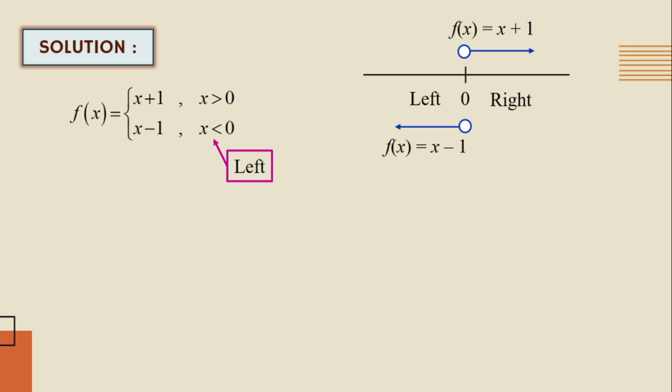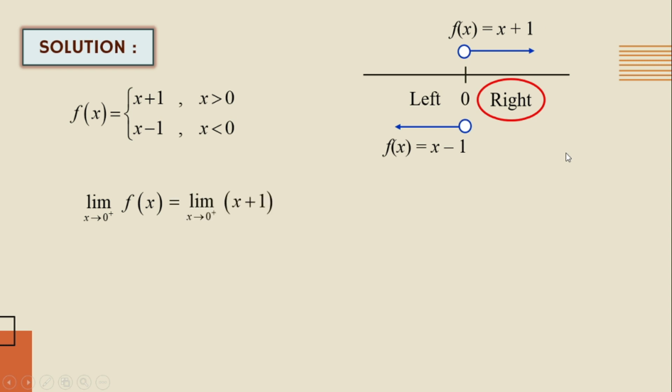Okay, so now we need to find the limit of f(x) as x approaches 0 from the right, and the limit of f(x) as x approaches 0 from the left. Okay, so the first one is the limit of f(x) as x approaches 0 from the right. So we refer to the right of x equal to 0. So here, the function f(x) is x plus 1. So we replace f(x) by x plus 1, then substitute x by 0. Then we get 0 plus 1. So the limit of f(x) as x approaches 0 from the right is 1.